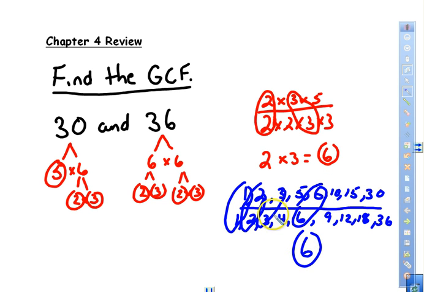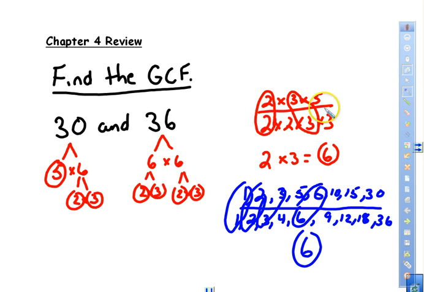Okay? You're not multiplying these all together. We already have all our list of factors. Okay? It's just if you're listing them, the greatest common is the largest. When you use prime factorization, that's when you have to multiply those together.